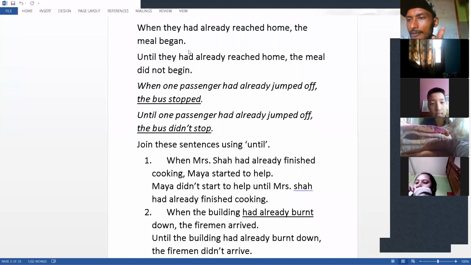One talks about what happened after that time. One talks about what happened before that time. So before that time, the meal did not begin. After that time, the meal began. So that's how the difference between when and until is.